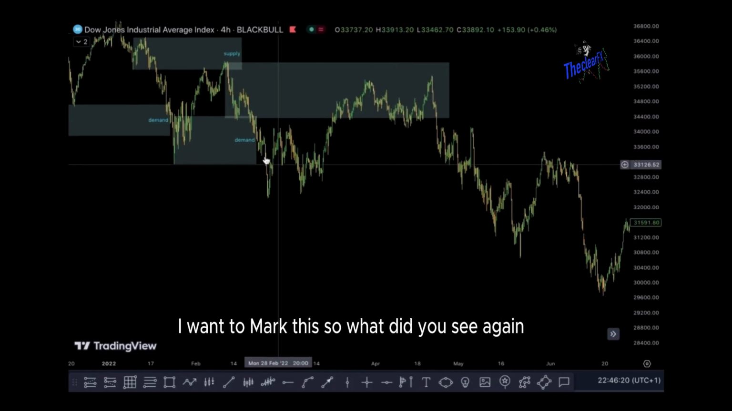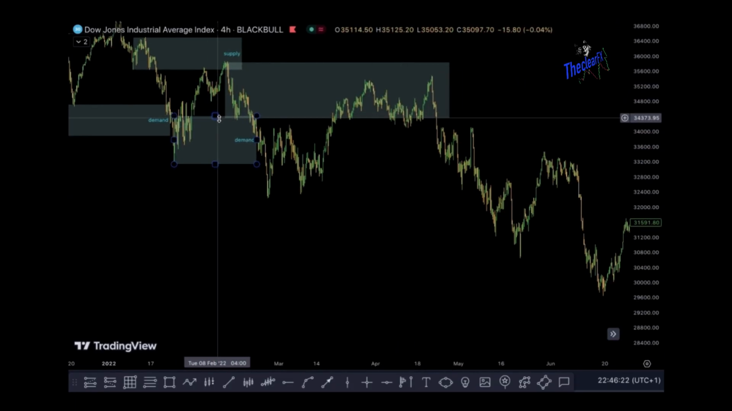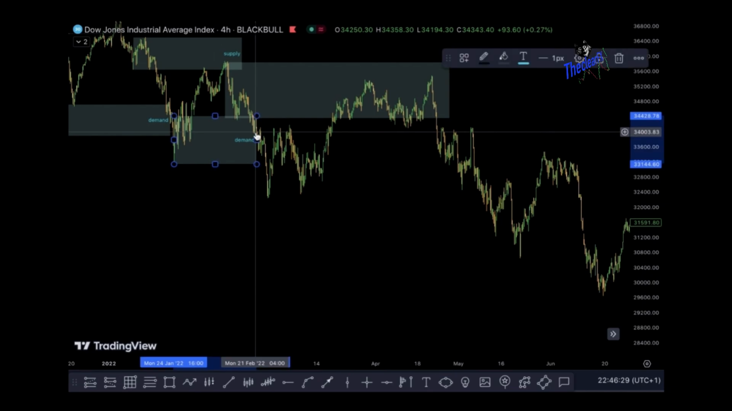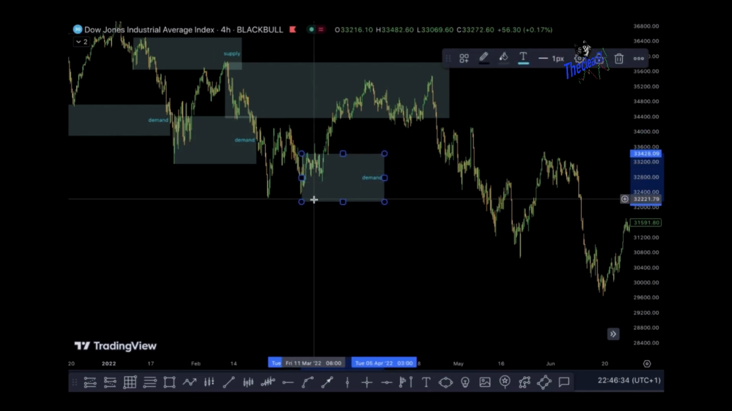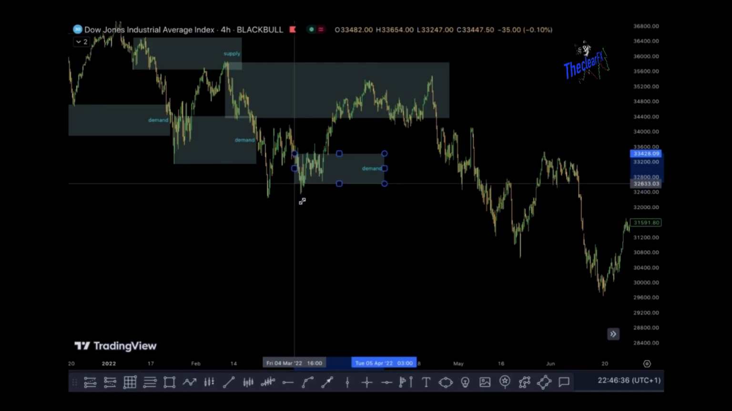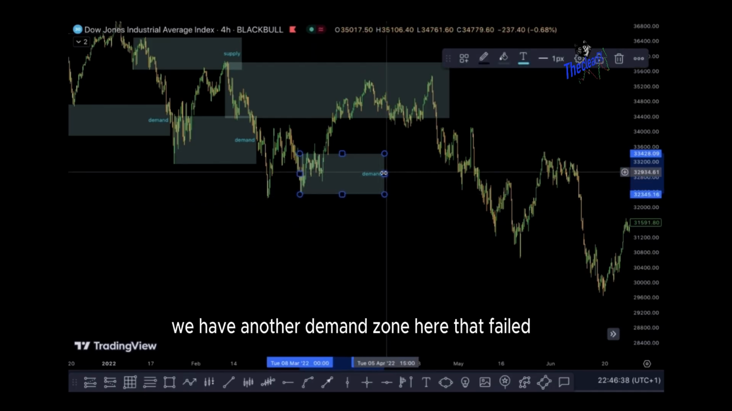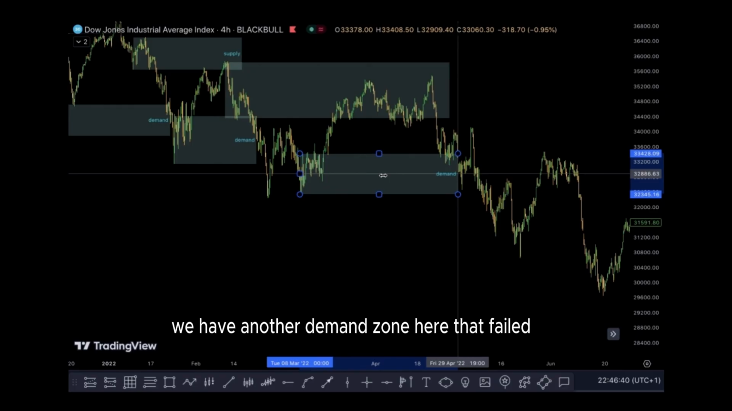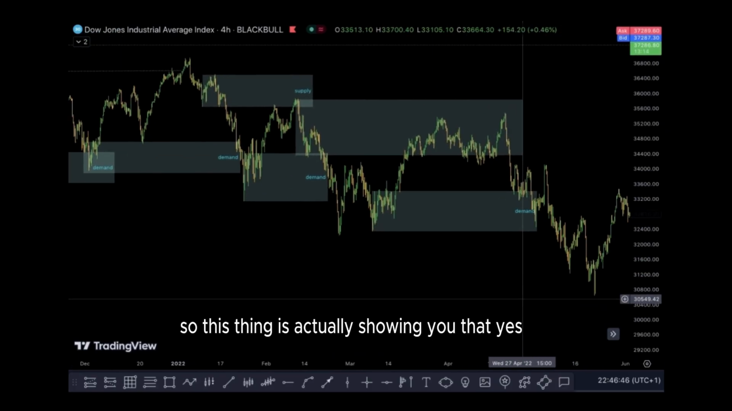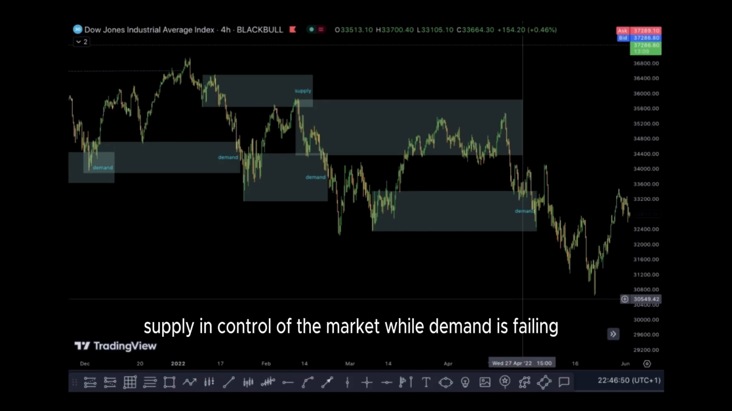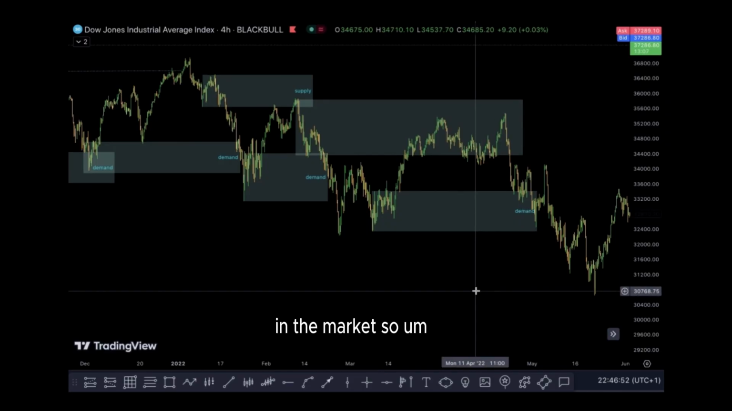So what did you see again? We have another demand zone. We are going for this. We have another demand zone here that failed. So this thing is actually showing you that yes, we are having supply in control of the market while demand is failing in the market.